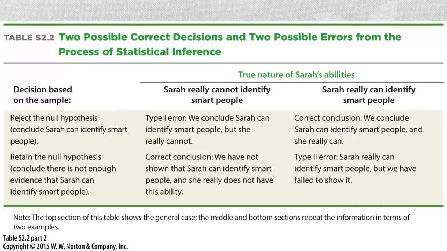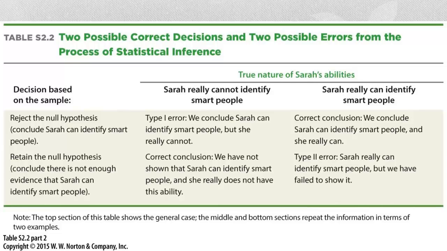The alternative hypothesis would be that she can identify smart people, and we have 4 possible decisions that we could make after going through the hypothesis testing framework. Of course, we have the 2 correct conclusions. We could conclude that she can identify smart people when she actually can, so that's in the top right there. In the bottom left, maybe she really can't, and we decide that she can't, and that would be another correct decision.